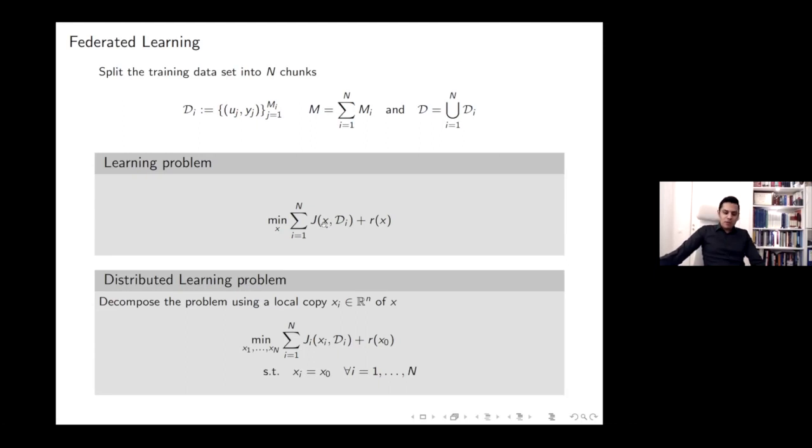But in order to be able to decompose this, I introduce a local copy of these parameters, which I call x_i. So now I have the same problem where I have x_i and the corresponding data chunk d_i, and I add this additional constraint, known as the consensus constraint, saying that x_i must all be the same for all the local subproblems. That means in the end, the different subproblems must all agree to the same value of the model parameters.